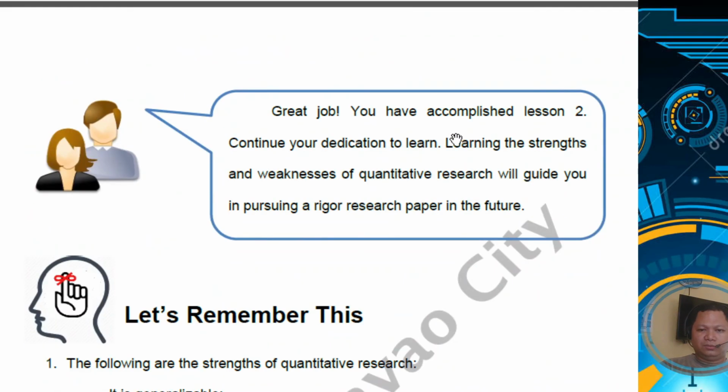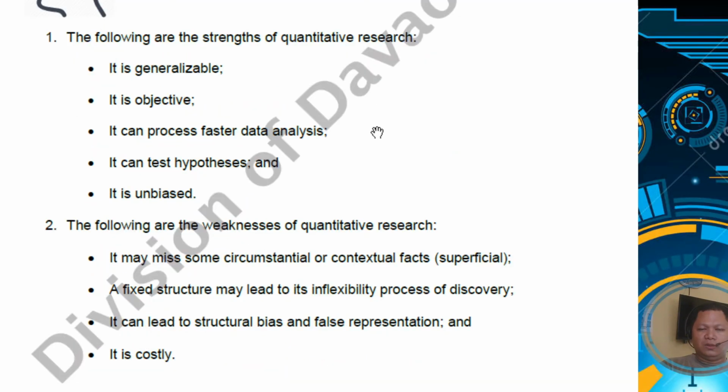Let's proceed. Remember this to sum up our lesson for the day. The following are the strengths of quantitative research. First, it is generalizable, objective, can process faster data analysis, can test hypothesis, and it is unbiased. And for the weaknesses: may miss some circumstantial or contextual facts, a fixed structure may lead to an inflexible process of discovery, can lead to structural bias and false representation, and lastly, it's very costly.